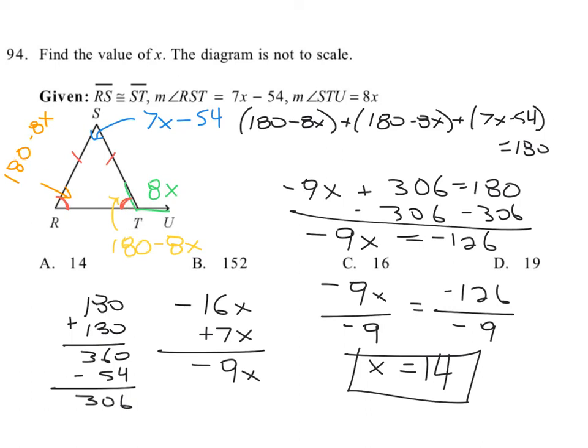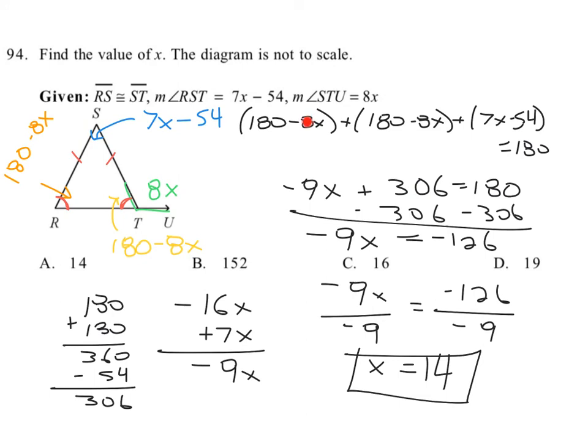And since that's true, we have an algebraic expression for all of them. 180 minus 8x, that's there, plus 180 minus 8x, that's there, plus 7x minus 54, that's there. All three angles should sum to 180. Then all we're doing is combining like terms, and 180 and 180 is 360, that's there. And then that minus 54, so we got 180 and 180 is 360, minus 54 is 306. That's where that 306 comes from.